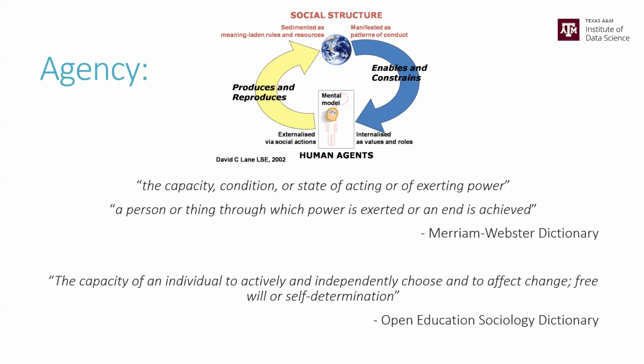But for this particular case, I would like to use a definition more according to social and human sciences: the capacity of an individual to actively and independently choose and to affect change, free will, or self-determination. The concept of agency can have variations or specific meanings depending on the context, the theoretical paradigm, or simply the researcher applying these concepts. For this reason, I was interested in showing a more general definition by the Open Education Sociology Dictionary, which puts it simply: the agency of a person is what allows them to act different from the rule, the structure of a society.